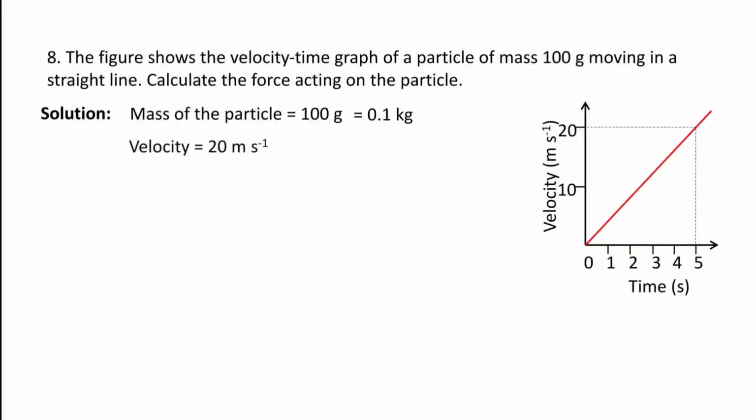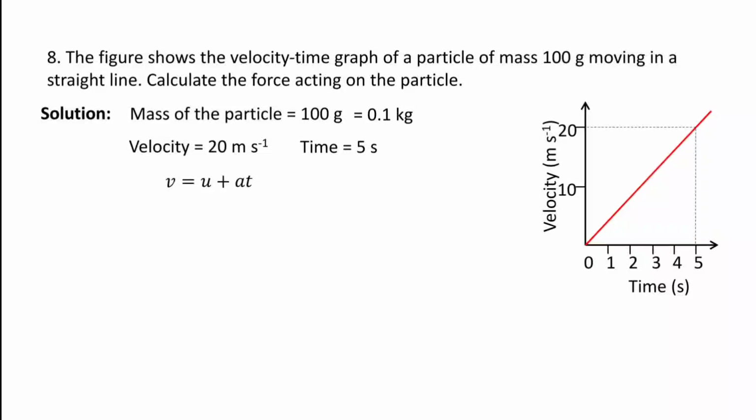Now from the graph, the velocity is 20 meter per second, as the dotted line shows over here. When the velocity is 20 meters per second, it corresponds with 5 seconds time. That means in the time 5 seconds, the particle acquires the velocity of 20 meter per second. So the time is 5 seconds.